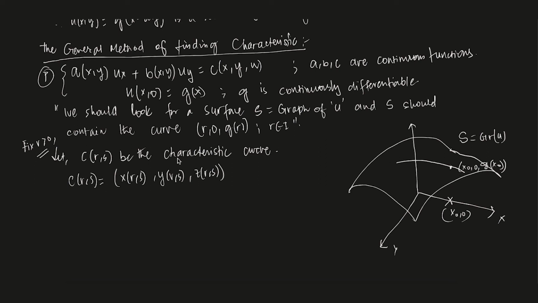We want our characteristic curve, not just any arbitrary characteristic curve. We want it to start from here, and after that it should move.